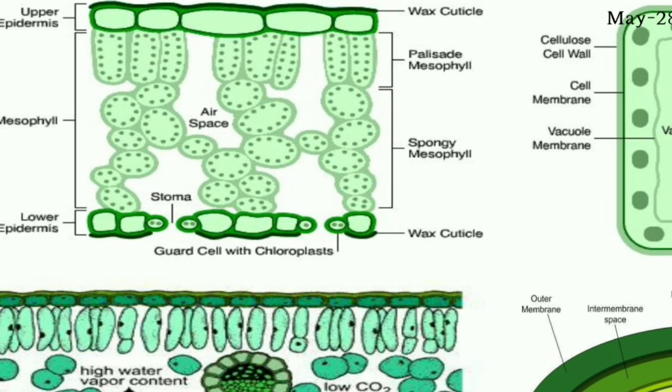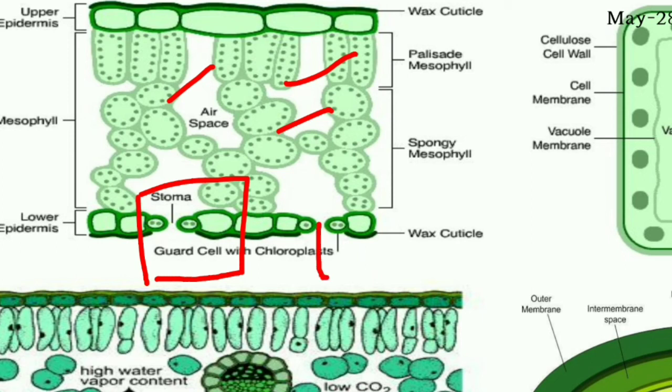If you take the internal section of the leaf, you can find the internal structure and the different kinds of cells, including the air spaces. But what we have to look for is this: the leaves have tiny, minute pores, especially in the lower epidermis. These tiny pores are known as stomata. Singular is stoma and plural is stomata.